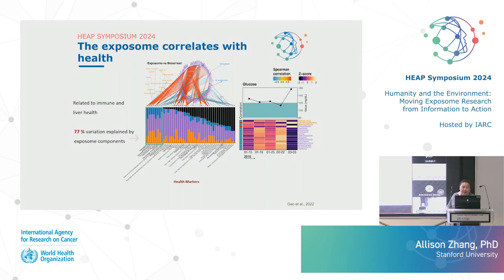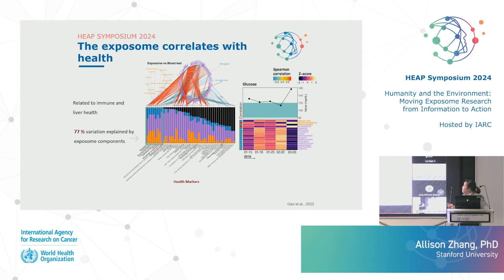We could see that for a lot of these biomarkers, the changes in those biomarkers are actually explained by exposome components alone, for the top ones that are inside the box. So the lower panel shows the contribution of exposome components. So the left one shows those markers are mostly related to the exposome components. On the right shows an example of glucose.